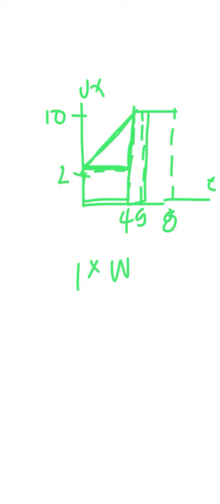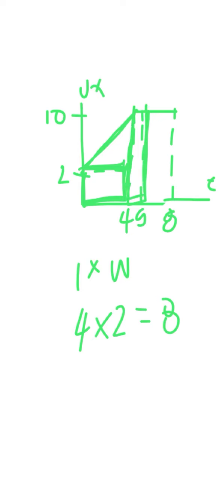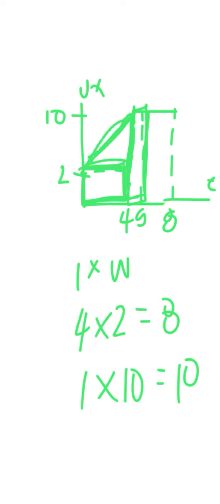times the width. So, for the first rectangle, we have 4 times 2. This rectangle right here, which is 8. For this rectangle here, we have 1 times 10, which is 10. Now we need to find the area of this triangle.